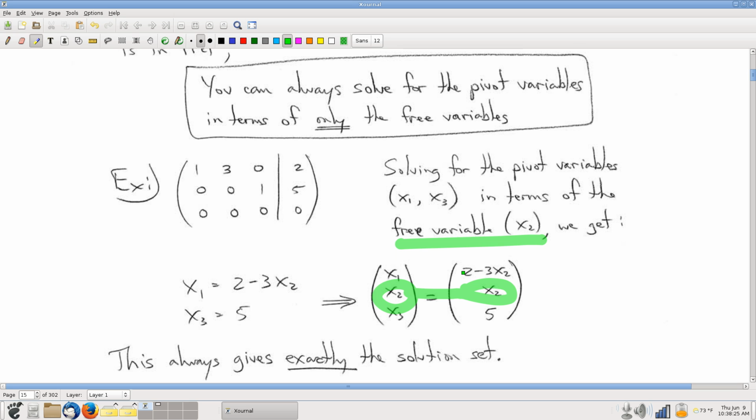Plug in any value of x2, and then once you've picked x2, that tells you what x1 has to be. And it's already, even without that, determined what x3 has to be. So the pivot variables are not free. The pivot variables have to do what they're told. Their values are dictated by the values of the free variables. But the free variables are under no such constraints. They can be anything. Okay.